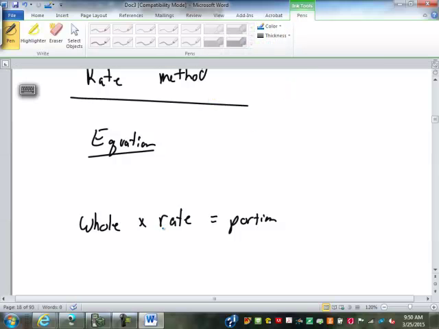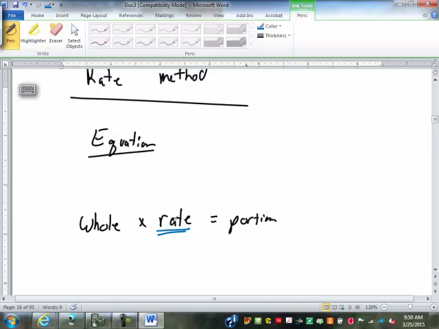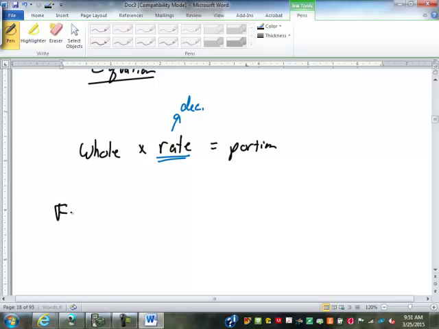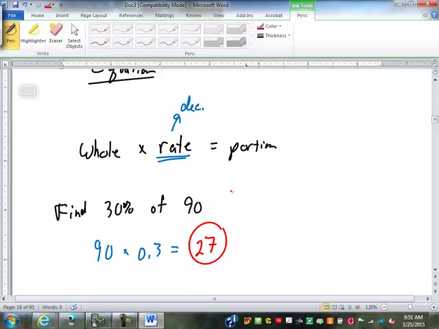The other thing is that the rate is related to the percent, but it's not the percent itself. It is the decimal form of the percent. So if we were asked to find 30% of 90, 90 is the whole amount. 30% as a rate is 0.3, because 30% as a decimal is 0.3. And you could just multiply to get 27. So 27 is 30% of 90. This is just another way of doing the same thing.